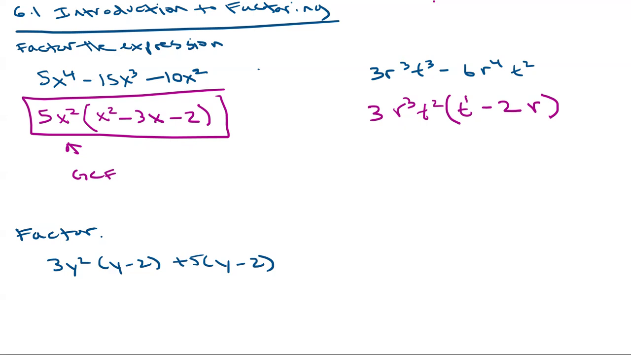So this is what it would be if we factor the expression: 3r to the third t squared times t to the first power minus 2r. Again, you don't have to write the 1 there. I'm just emphasizing that this was a t squared, and so this is t to the first, so that gave us t to the third. So this would be our answer if we were to factor the expression.